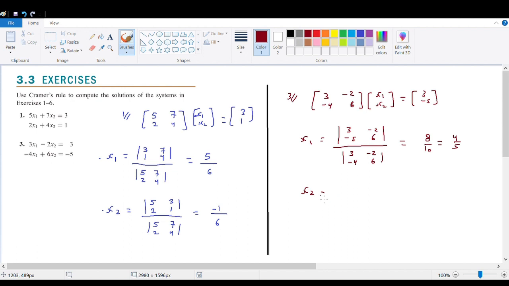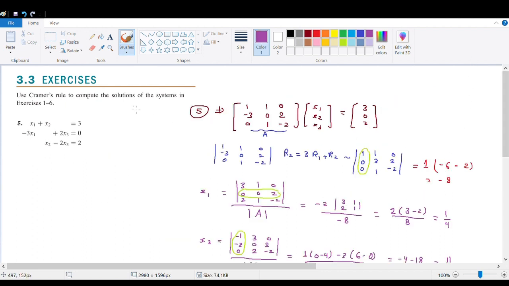Now for x2, it is the same way: [3, minus 4], replace the second column by 3, minus 5. Then the determinant of the matrix A. So this will give us 3 multiplied by minus 5 minus 3 multiplied by minus 4. This will give us minus 15 plus 12, so it will be minus 3. The determinant of this one is 10. So x1 will be 4 over 5, x2 will be minus 3 over 10.